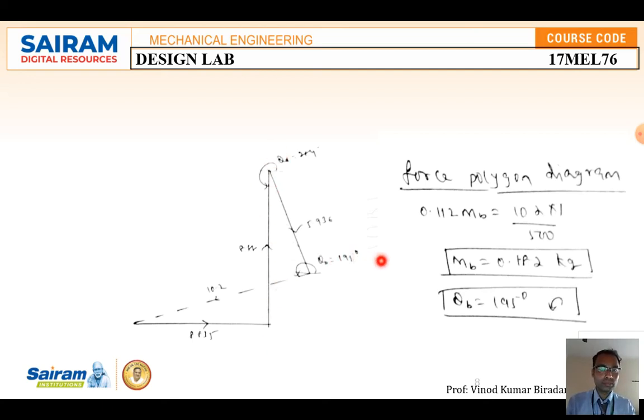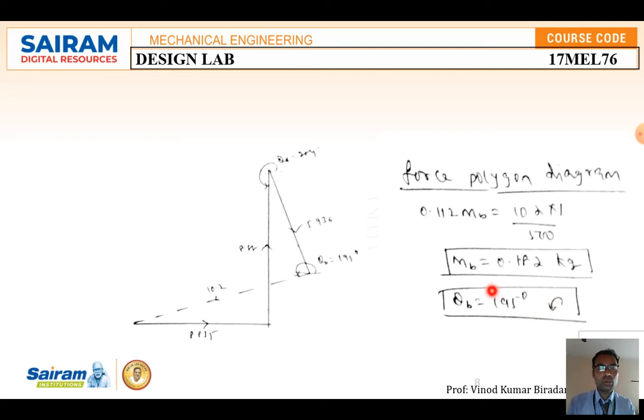So this is the line we already calculated. Theta D is equal to 284. Measure and draw the angle. So here MB is equal to 0.182 kg. If you simplify this, you are going to get mass of B is equal to 0.182 kg. And theta B is measured from this: 180 degrees plus 45, so you get 195 degrees. This is the anti-clockwise direction.